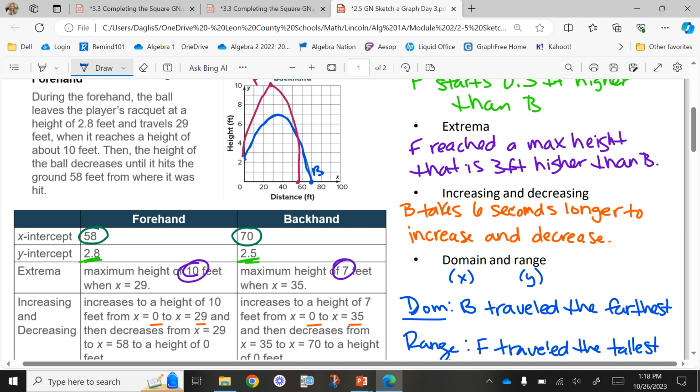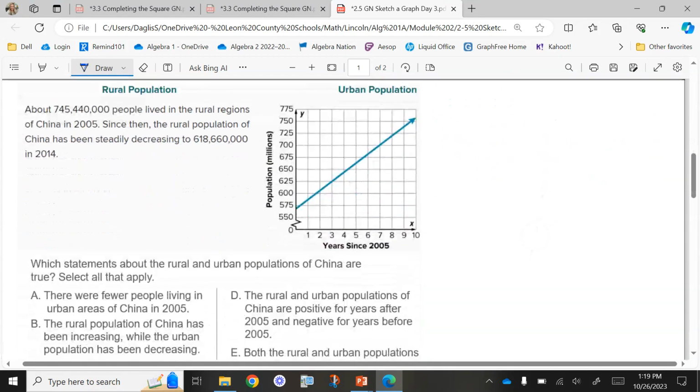All right, so does that make sense what we're doing today? They're really doing the work for us. We're just comparing what's happening. Okay? Let's do another one. Here we go.